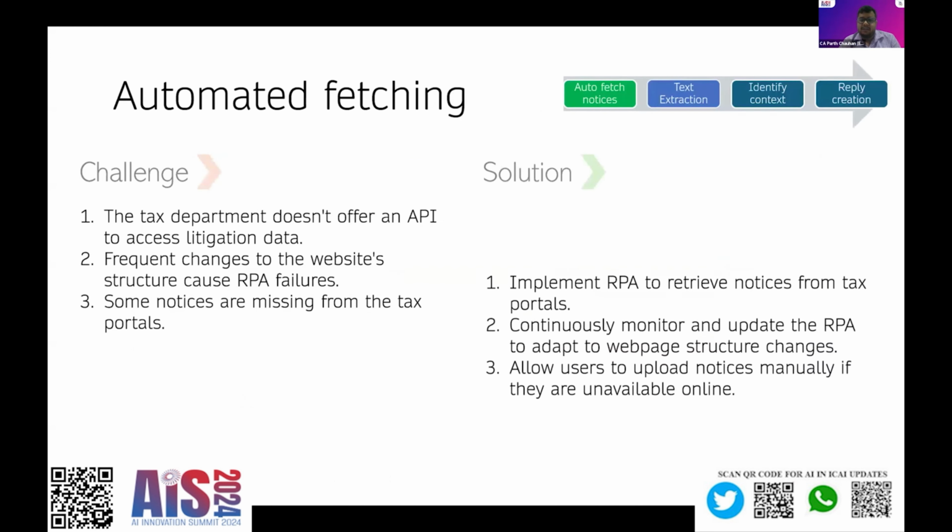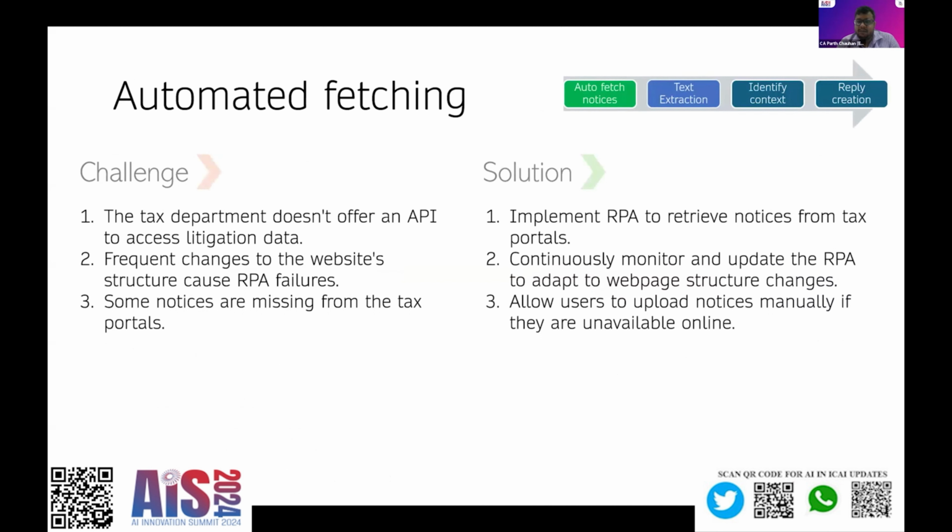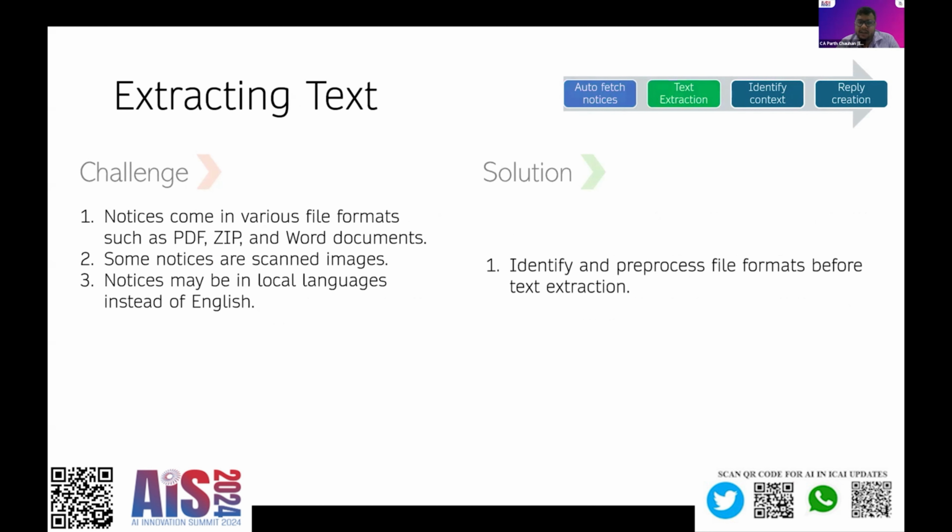First, automatic fetching. I've already explained this, that we can use RPA. What are the challenges? First of all, let me explain that. The challenge is that government doesn't give any specific APIs for such cases. Government sites are frequently changing, and some notices are missing from tax portals. In such cases, we'll use RPA to automate that website. We'll continuously monitor the web page for changes, and of course we'll let users upload documents if some things are not available online.